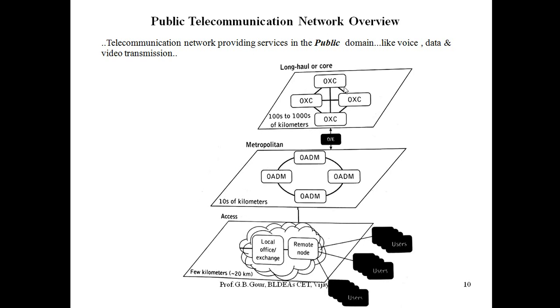The long haul or core network comprises optical cross connectors, which play a very important role, forming the long haul network using a mesh topology. You can see a fully mesh topology is used, and optical cross connectors provide the interconnection between different nodes, with a network range from hundreds to thousands of kilometers. This is useful in interconnecting different continents, national communication networks, and providing the connection between gateways of different countries as well.